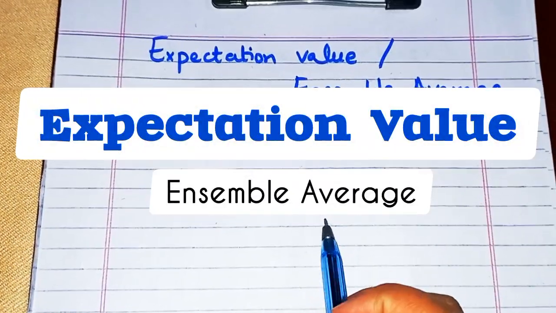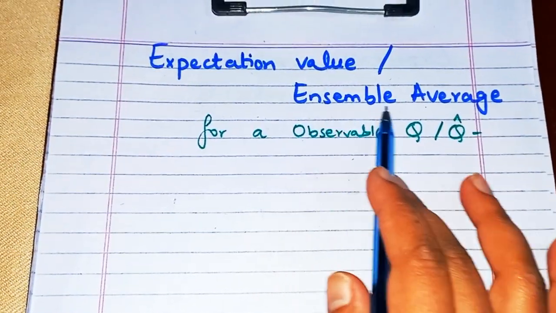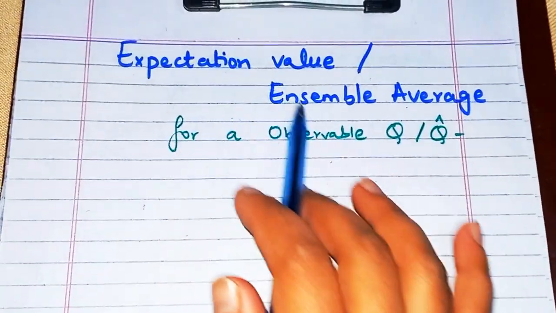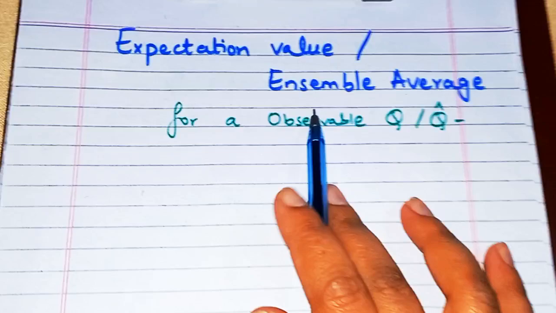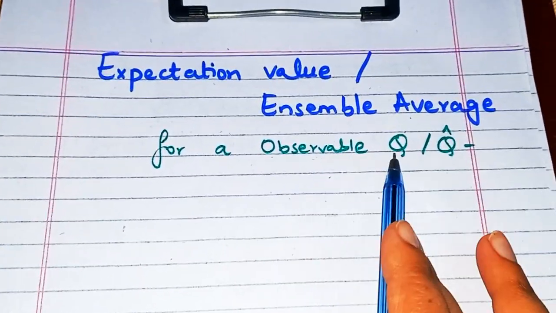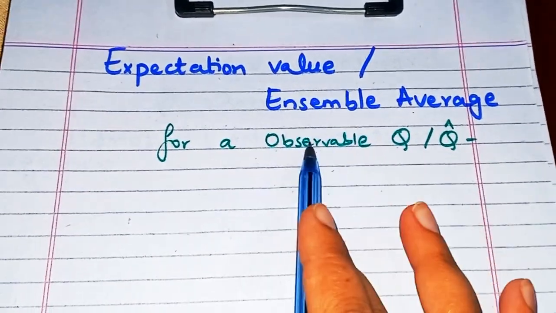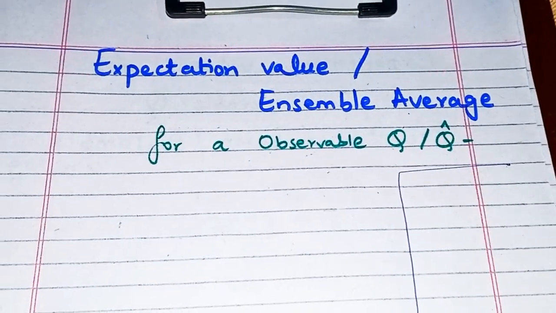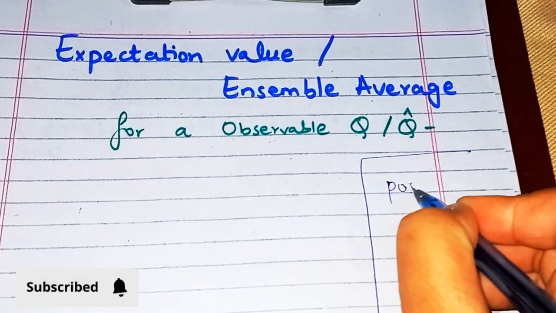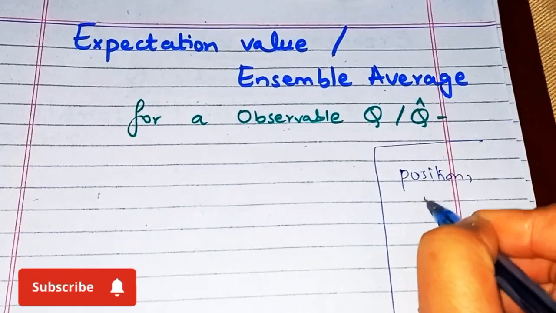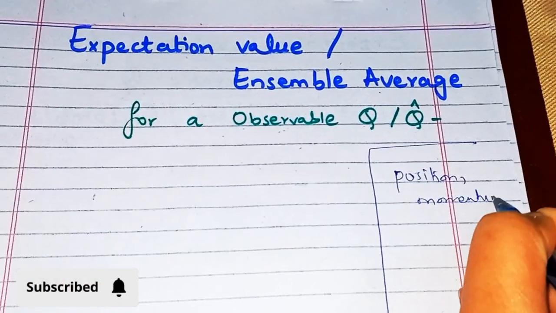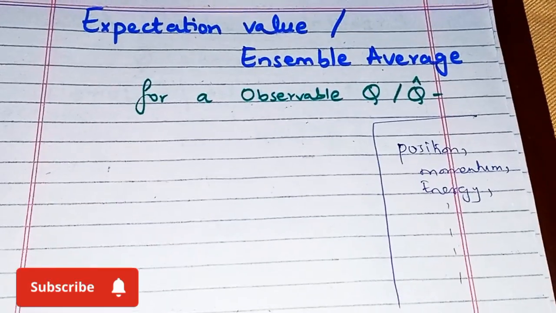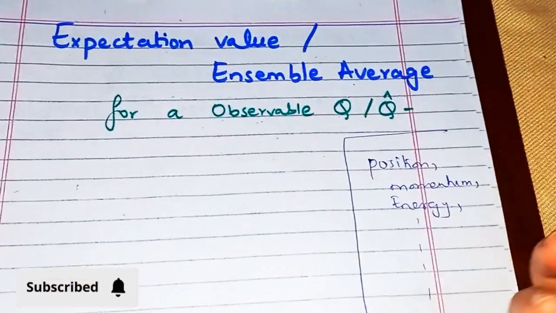Let's see what is the formula for the expectation value, which is also known as ensemble average. So if both of these words are used anywhere, you should know that they both are the same. They are defined for some observable or operator. Observable means any physical quantity that could be calculated, and it includes position. Position is an observable, momentum is an observable, energy is an observable, angular momentum, and so on. And similarly, time is an observable.